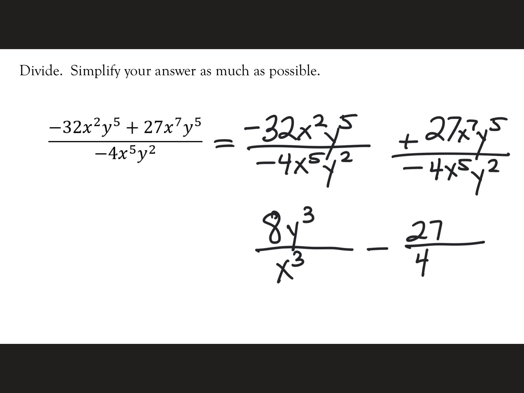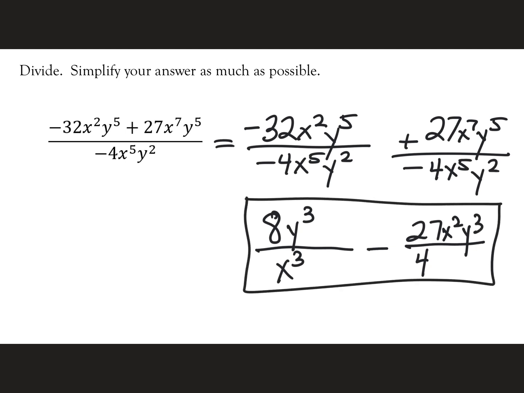x to the 7 minus 5 is x squared, and I have more on the top. And then y to the 5 minus y to the 2 is y cubed. And there you go. Looks a little ugly, but that is the final answer.